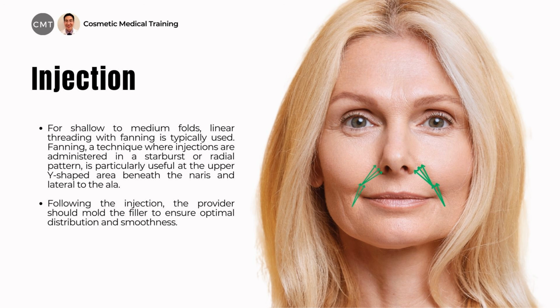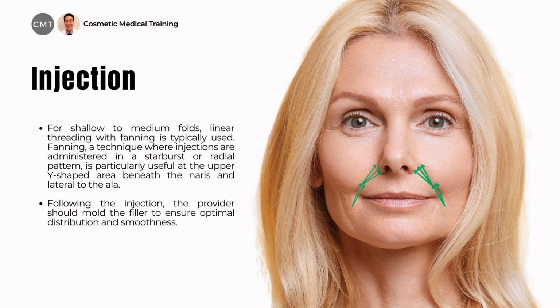Injection technique varies depending on the fold's depth. For shallow and medium folds, linear threading with fanning is typically used. This involves a retrograde injection technique wherein the needle is inserted at the lower part of the nasolabial fold and advanced superiorly towards the nose, depositing 0.05 to 0.1 ml of the filler per injection.